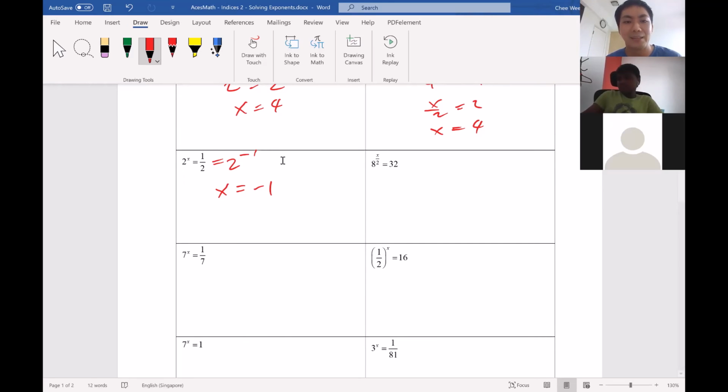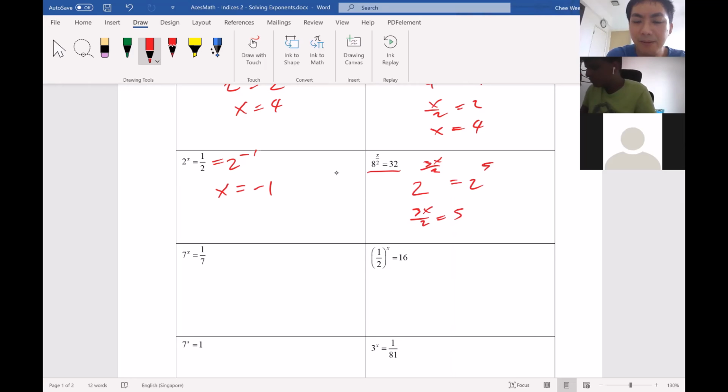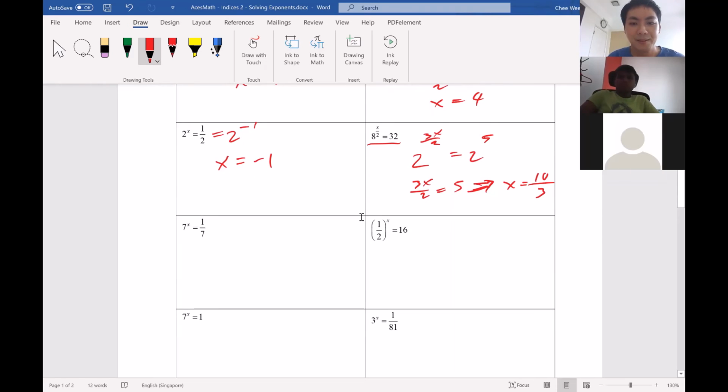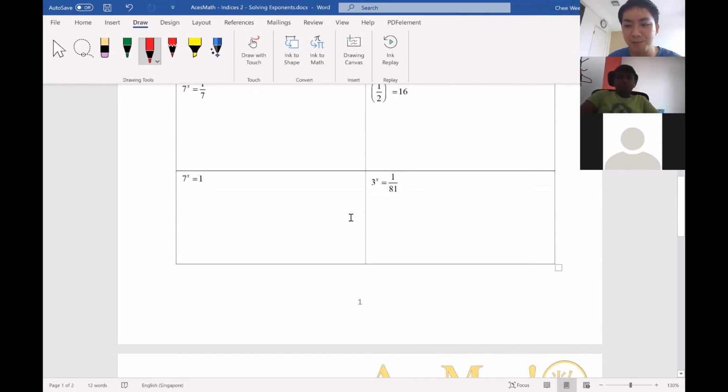Okay, Natalie, try on the next one, this one. 2 to the power of 3x over 2 equals 2 to the power of 5. And then 3x over 2 equals 5. 3x equals 10. And then x equals 10 divided by 3. Very good. Okay, so I don't think the remaining 4 questions we need to talk about.